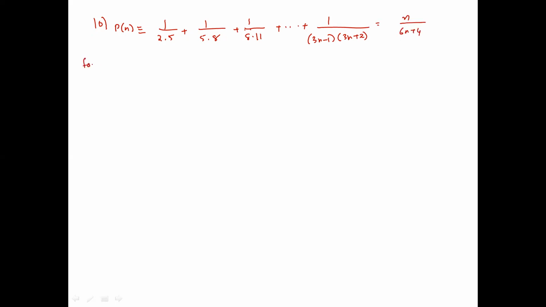For n equal to 1, I will take P of 1. On the left hand side, I will take only the first term, 1 by 2 into 5, that is 1 by 10. On the right hand side, when I put n as 1, it is 1 by 6 plus 4, the answer is the same, 1 by 10. Because the left answer is equal to the right answer, I can say P of 1 is true.